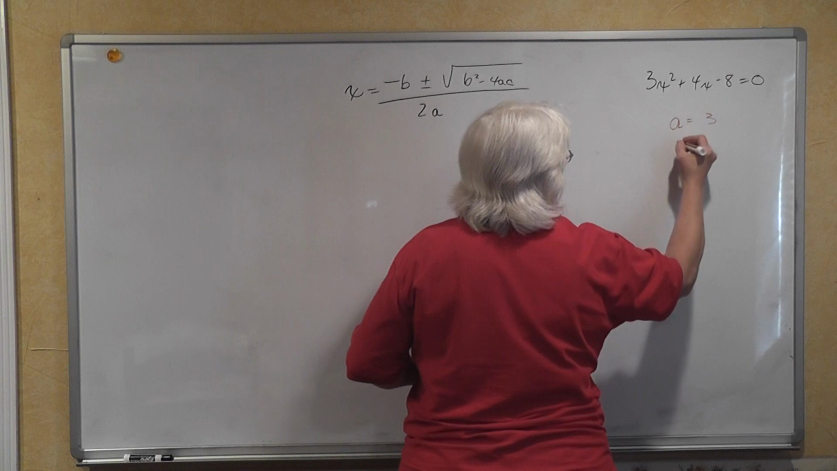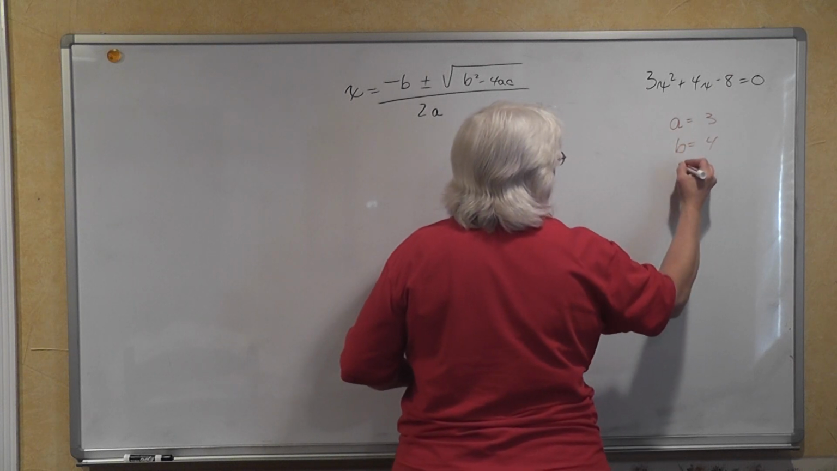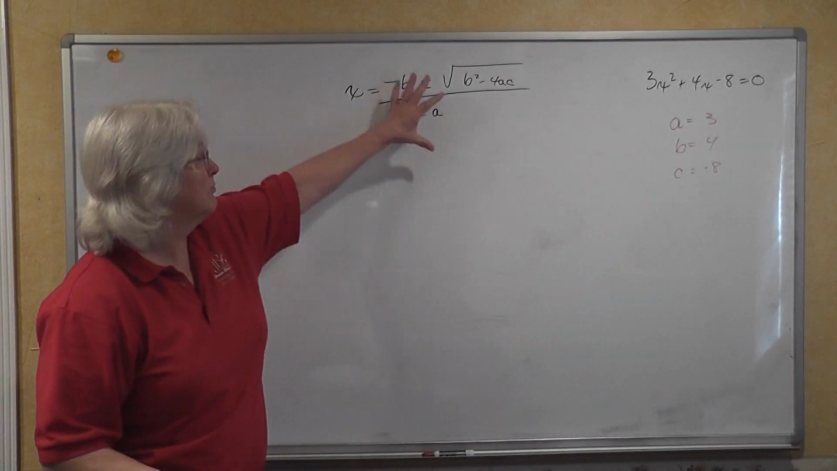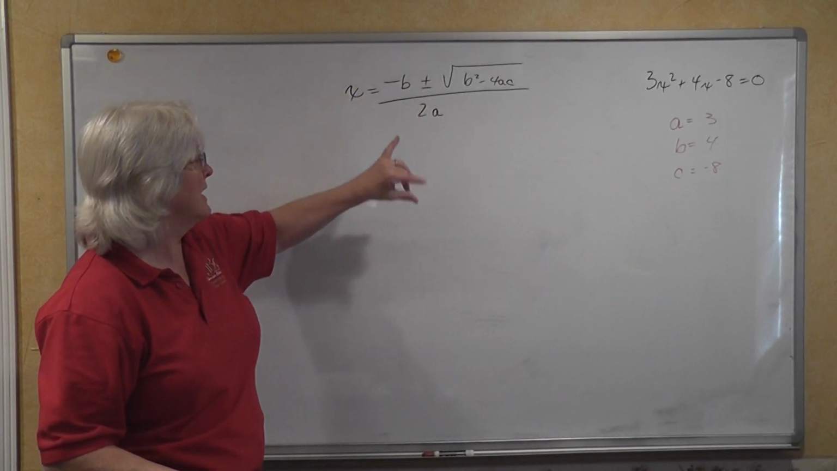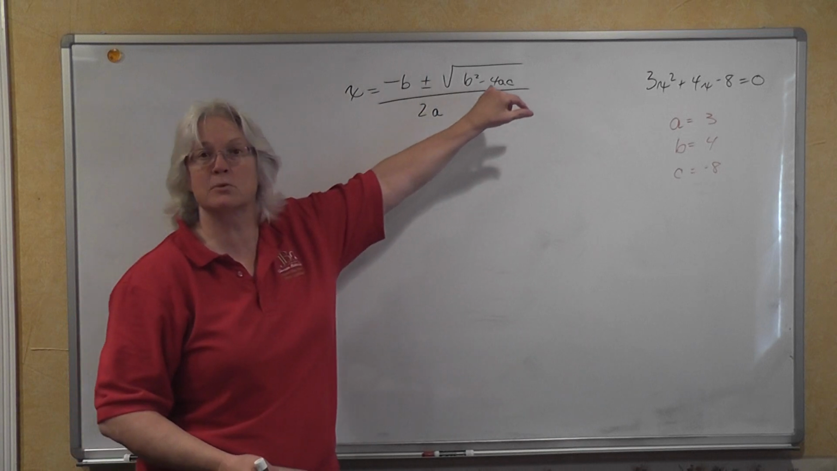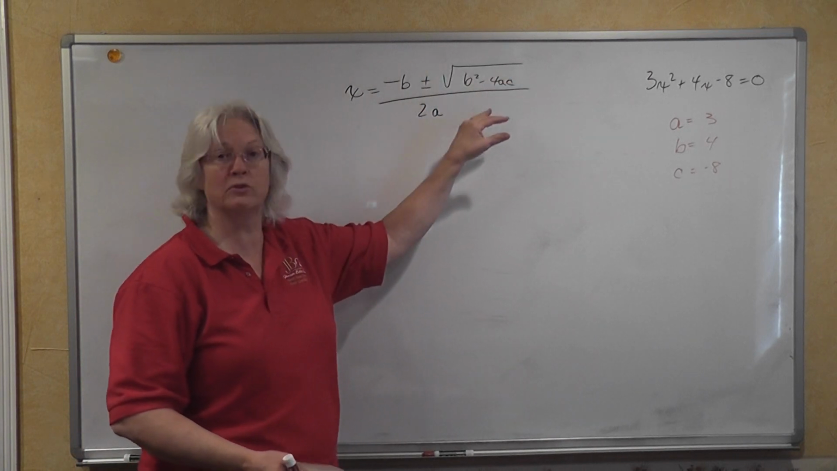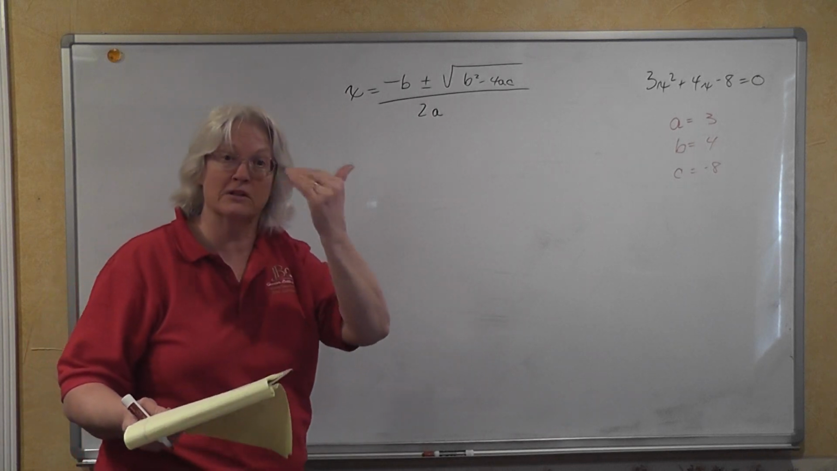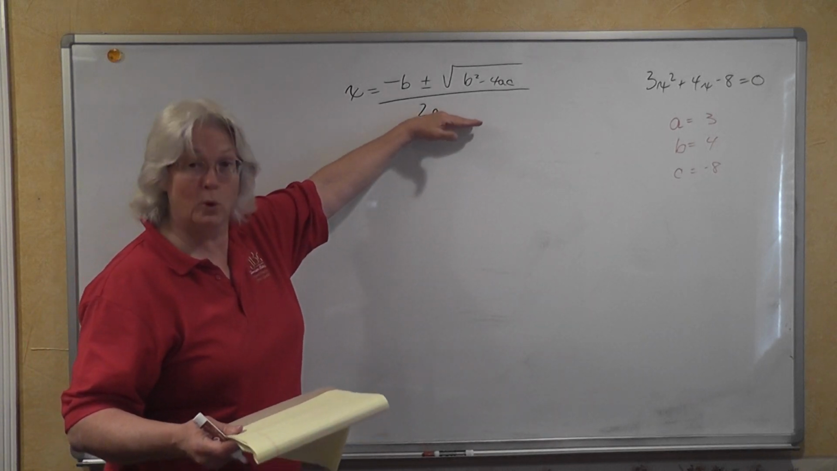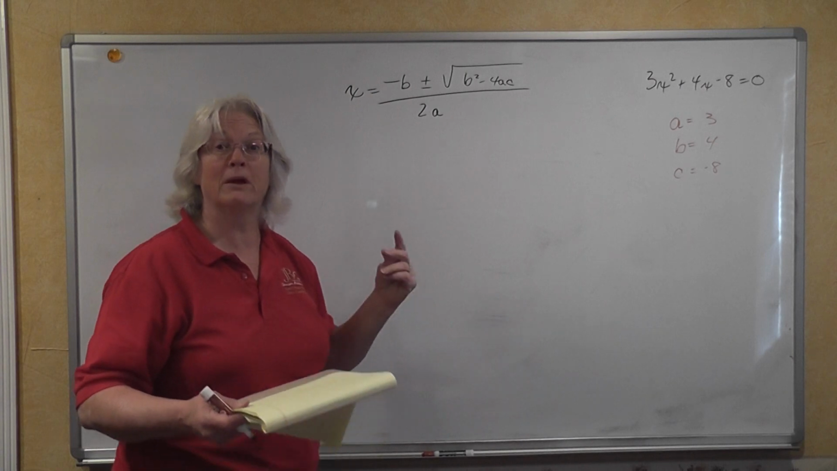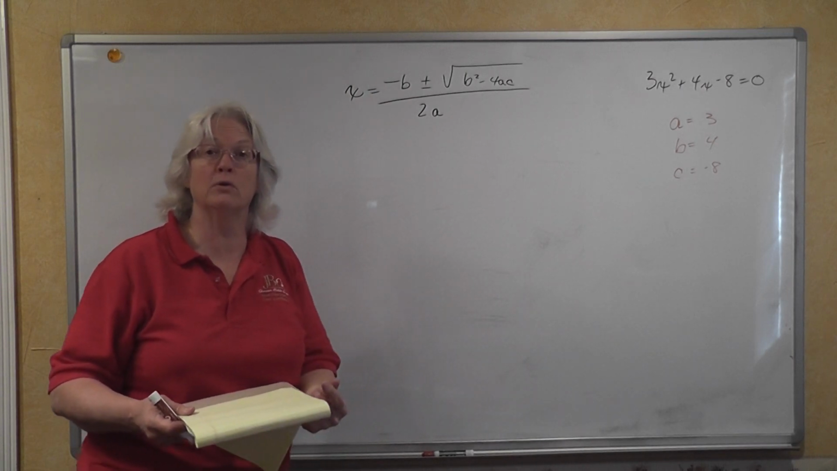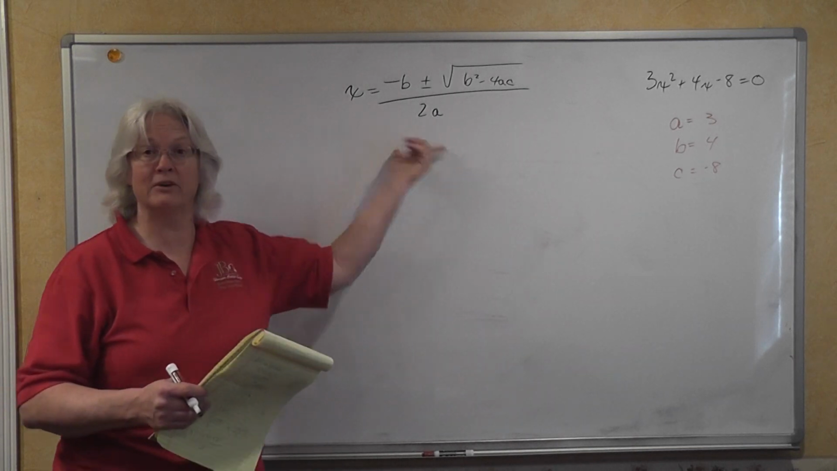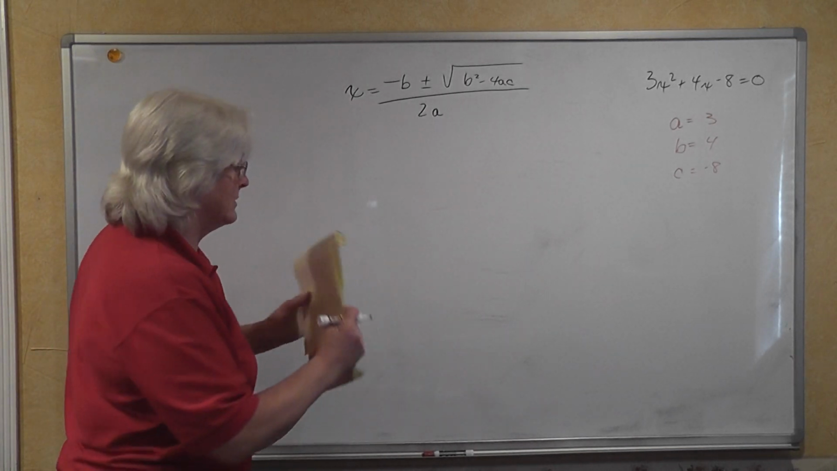A is equal to 3, B is equal to 4, and C is equal to a negative 8. I've already written my quadratic formula. X is the opposite of B plus or minus the square root of B squared minus 4AC, all of that over 2A. It sounds quite impressive, or else it just makes your eyes glaze over. The more you work on this, the more it will become second nature to you, and you will have no difficulty. Anytime I ask you to give me the quadratic formula, you'll have it in your mind. We're going to substitute in.